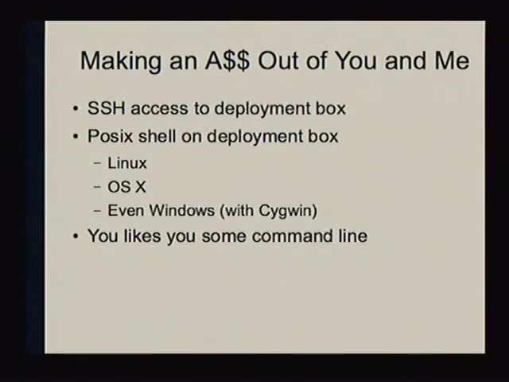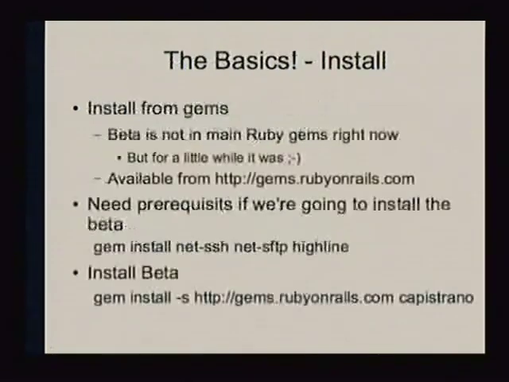This is a slide about the assumptions. Installing. That's kind of step one. Assuming you have Ruby installed and RubyGems installed. Basically, the beta gem is not in the current RubyGems, though there was a small period of time that it was in the main RubyGems because somebody was using Hoe for their deployment. It was nice and automated, so it got posted to everyone for a little period of time. That's been straightened out now. You can get it from gems.rubyonrails.com.